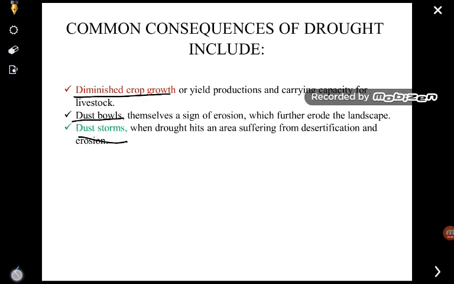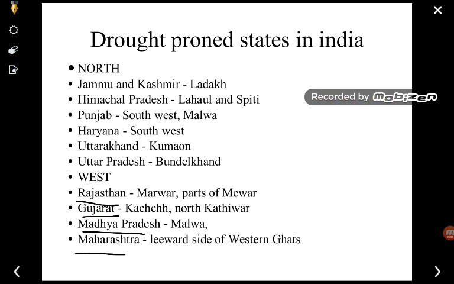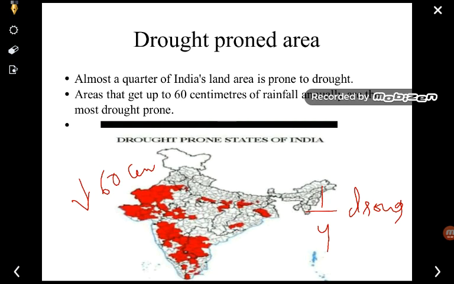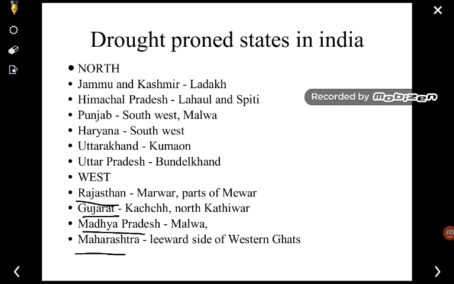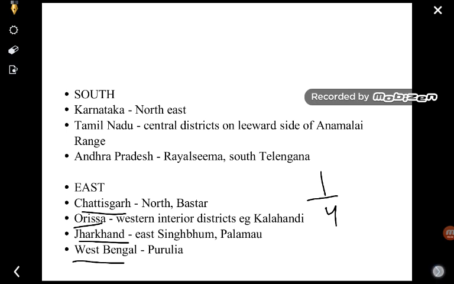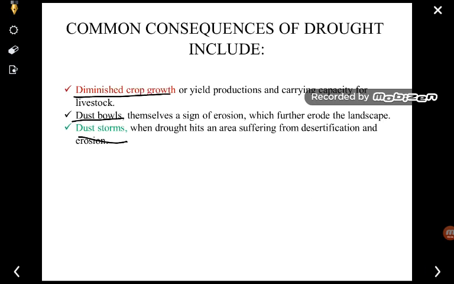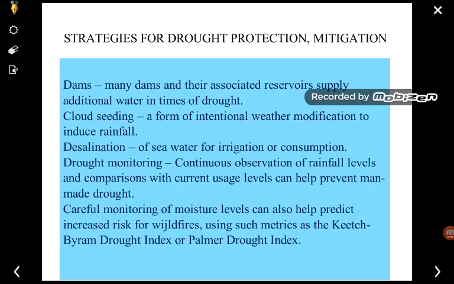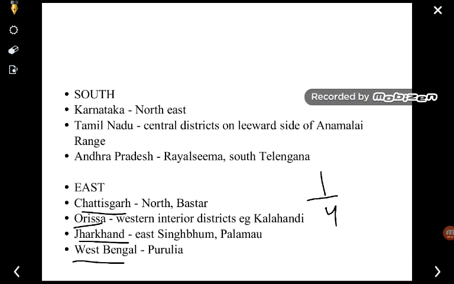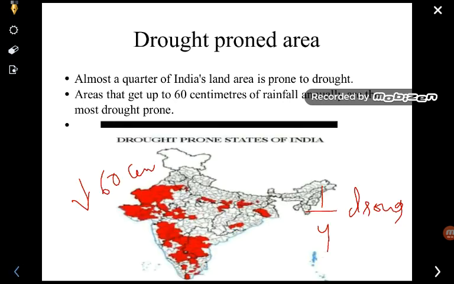So in case of drought, you have to write all that. What are the drought prone areas? What are the different drought prone areas? Next, what are the consequences? What are the effects of the drought? What are the strategies that can be used for the mitigation or protection or mitigation measures?